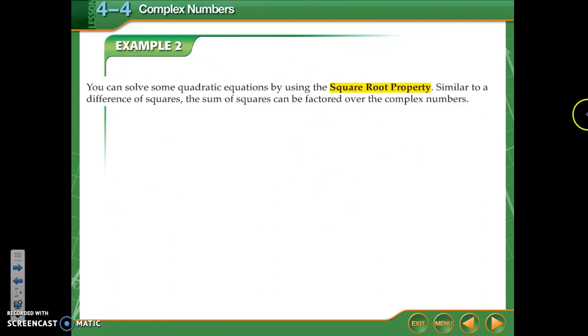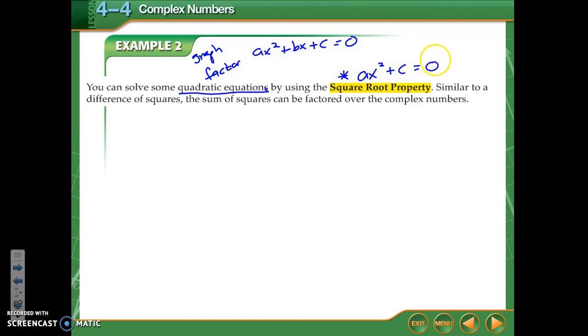Okay, now what we've been talking about up until now is solving quadratic equations by graphing or by factoring. And I can solve that way when things are like ax squared plus bx plus c equals 0, as long as a is not 0. But there are some quadratic equations that I can solve using the square root property. And I can solve those if they look like ax squared plus c equals 0. So I don't have that x term. So if b is 0 and it looks like this, I can use the square root property because I just have to get the x squared by itself, and then I can square root.